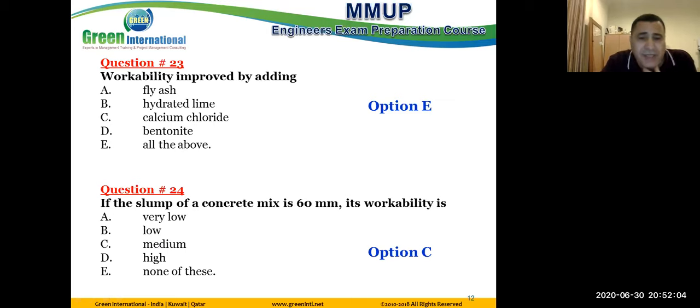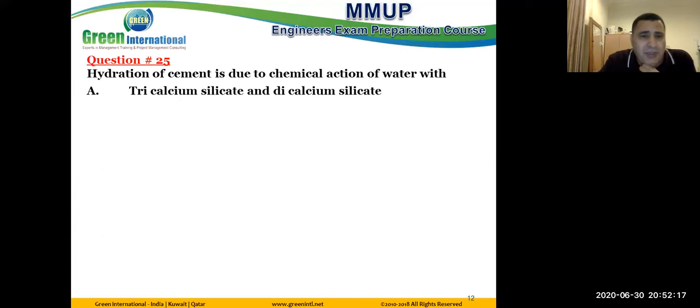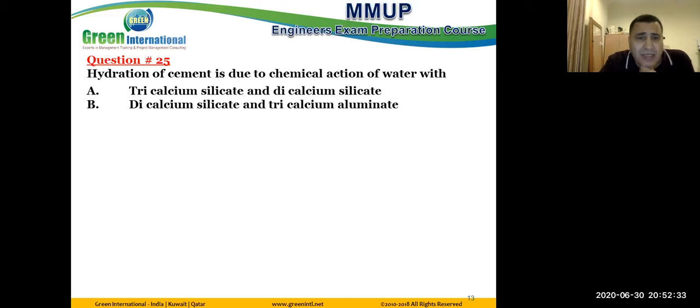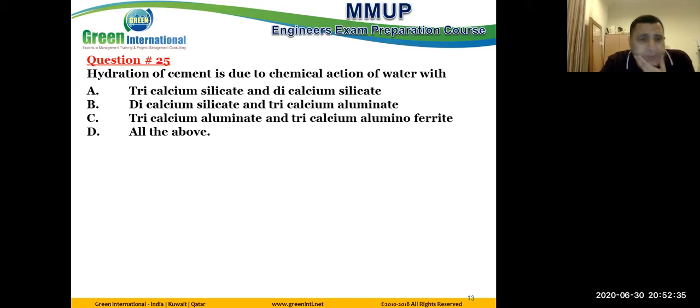When you read our QCS 2014, our concrete section, you will memorize a lot of information and you need to read it carefully. Number 25, hydration of cement is due to chemical action of water with tricalcium silicate, dicalcium silicate and tricalcium aluminate, whatever.